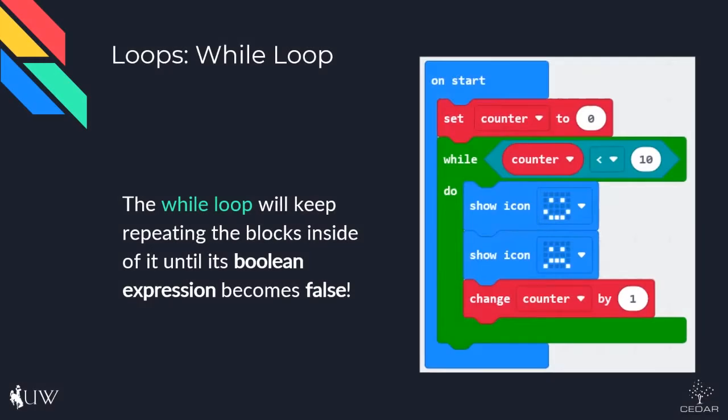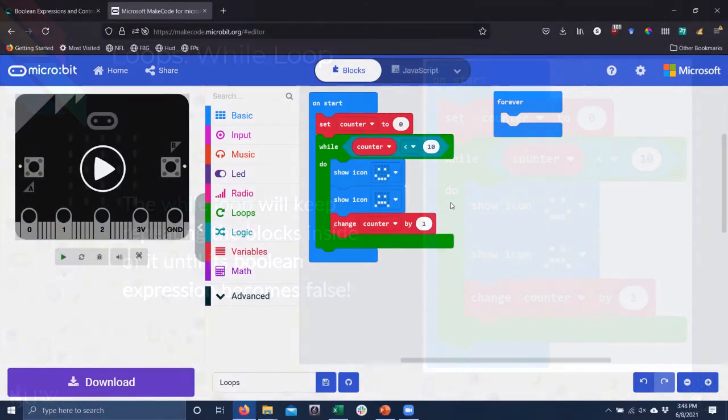The while loop will keep repeating the blocks inside of it until its Boolean expression becomes false. In this example, we have a variable called counter, which starts at 0, and each time the loop runs, it's increased by 1. Each time the loop finishes one loop of code, it checks the condition. If the condition is still true, it runs the code again. Eventually, this loop stops when counter has a value of 10 because the condition, counter is less than 10, will be false.